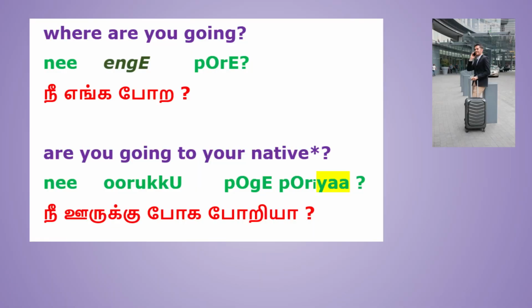It is always easier to frame a question with interrogative words like when, where, what, who, why, etc. But there's also another way to ask a question, and that is to convert a statement to a question by adding "a" at the end. This applies to all the tenses, be it past, present, or future. Where are you going? Nee enga pora? It is easier here to understand because of "where" in the phrase. Without "where", it will be just a statement, meaning you're going. Adding "where" makes it a question.